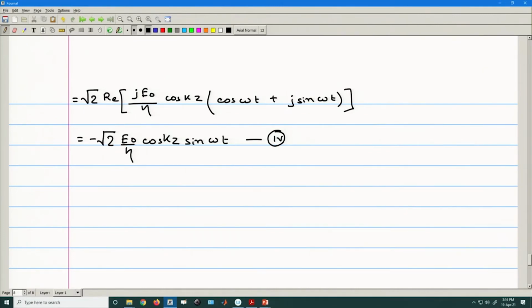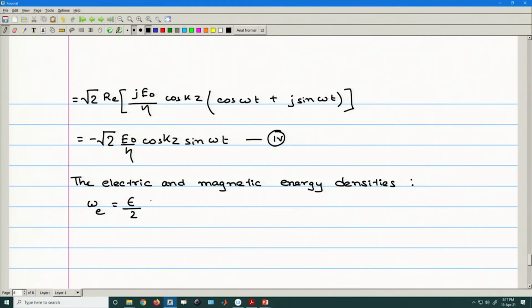So now we have derived the instantaneous fields Ex and Hy. Now we will write the electric and magnetic energy densities, We and Wm. The electric energy density We is given by epsilon by 2 times E squared.